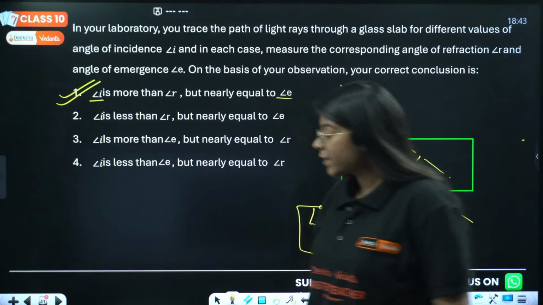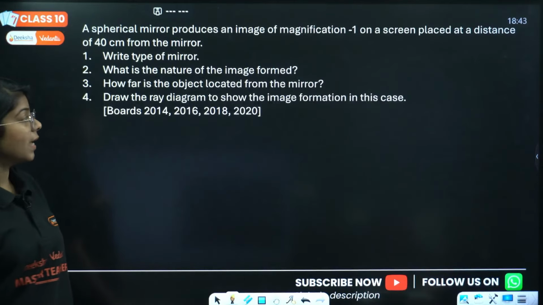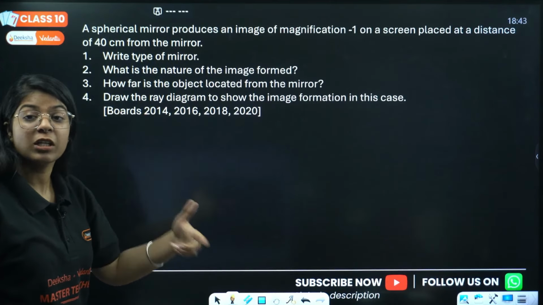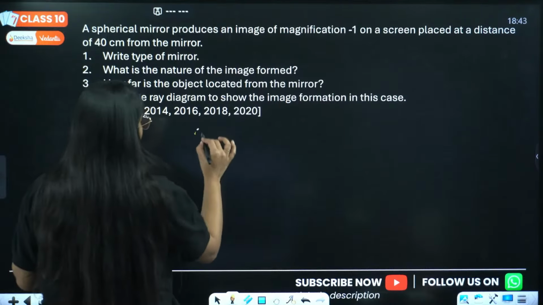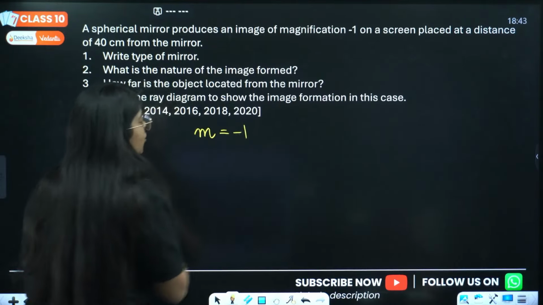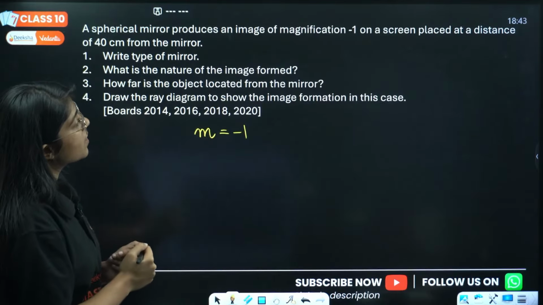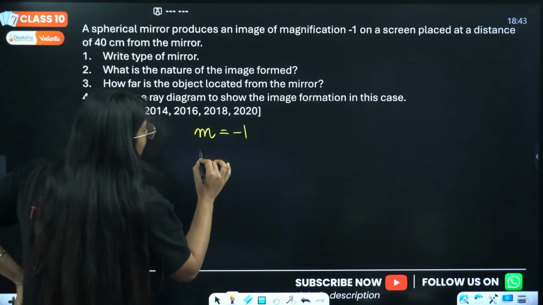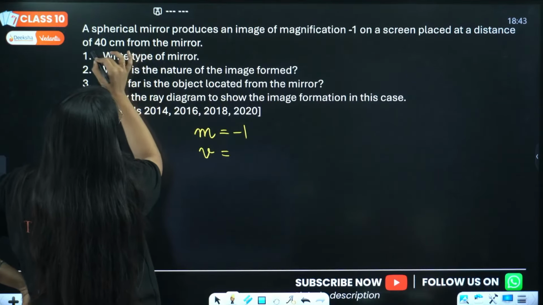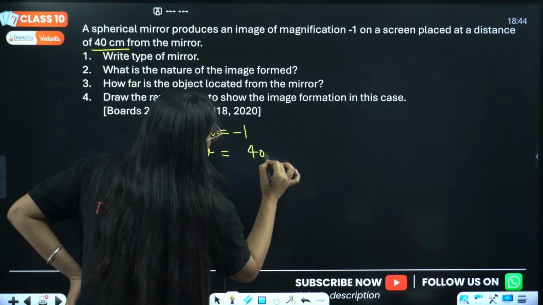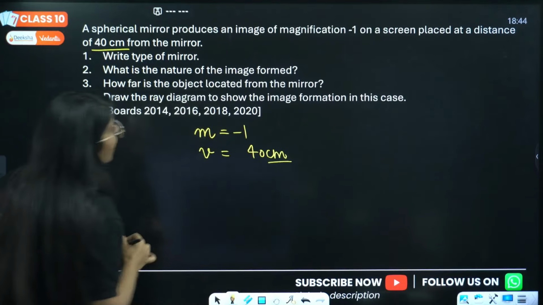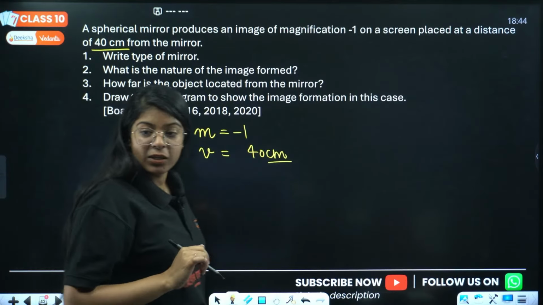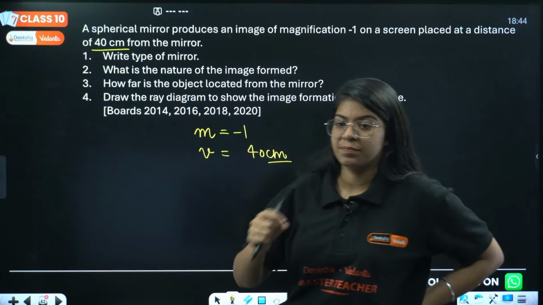Right? Now, the next question says, a spherical mirror produces an image of magnification -1 on a screen placed at a distance of 40 centimeter from the mirror. So, we are given the image distance, that is 40 centimeter from the mirror. What type of mirror is this? Can you tell me what kind of mirror this is?